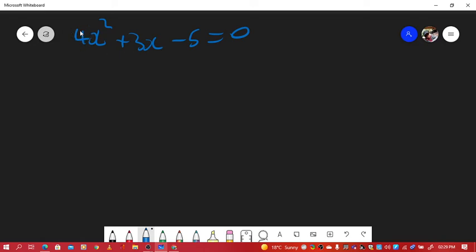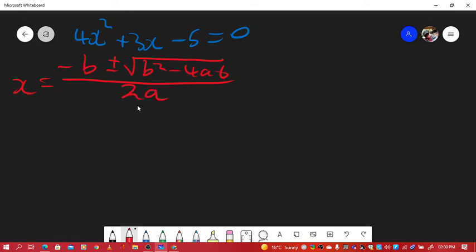And keep note, if you see on your question paper, when they say round off to 2 or nearest 2 decimal places, just know that you won't be able to factorize your equation. So they are basically giving you a clue that you can use your quadratic formula, which states that x will be equal to negative b plus or minus the square root of b squared minus 4ac over 2a.